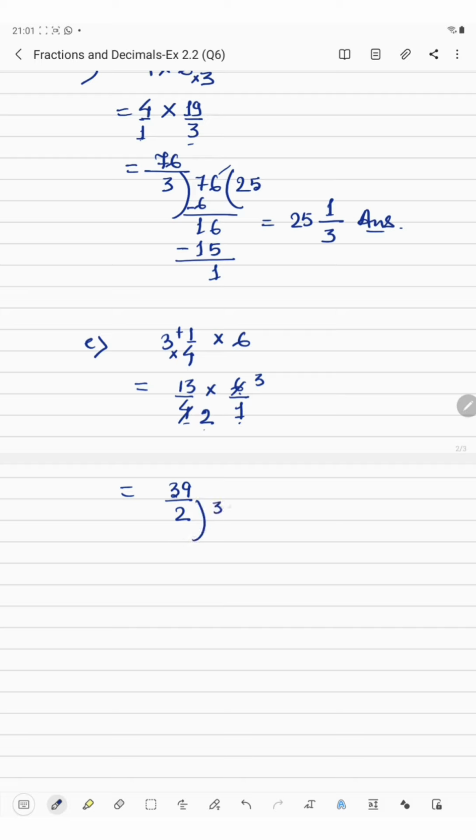Now we will have to convert it into mixed. So 2 1s are 2. Now 3 minus 2 is 1. Now 9 will come down. So 9 into 2, 9 2s are 18. Now 19 minus 18 is 1. So the answer will be 19 1 by 2.